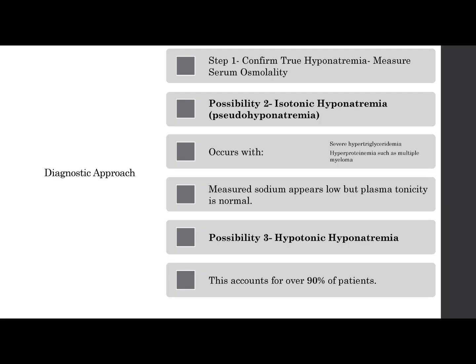Occurs with severe hypertriglyceridemia and hyperproteinemia such as multiple myeloma. Measured sodium appears low but plasma tonicity is normal. Third possibility, hypotonic hyponatremia. This accounts for over 90% of patients.